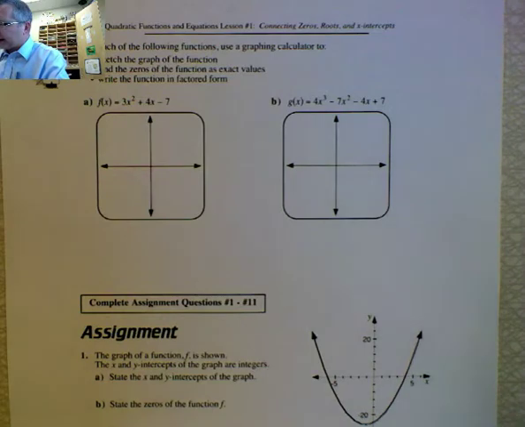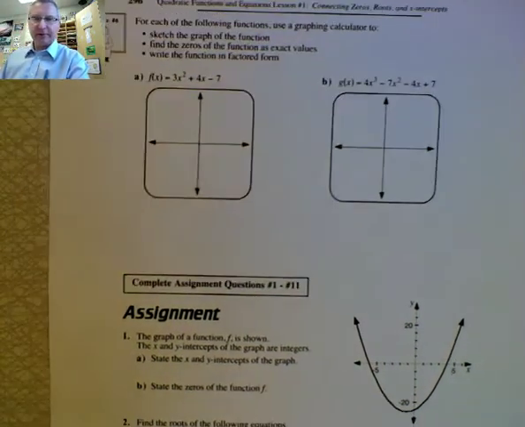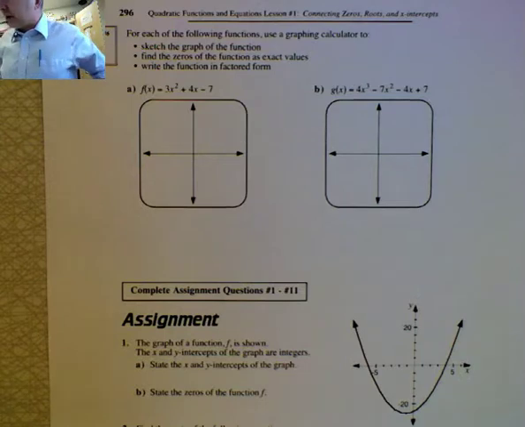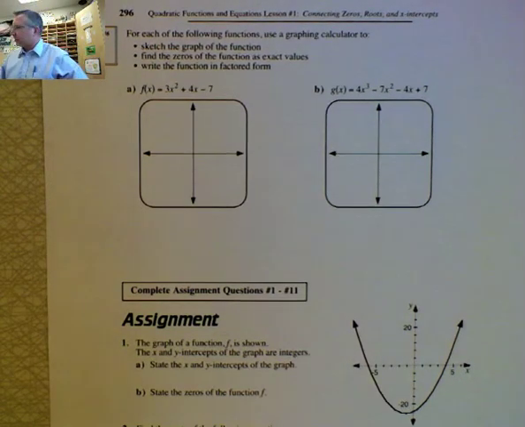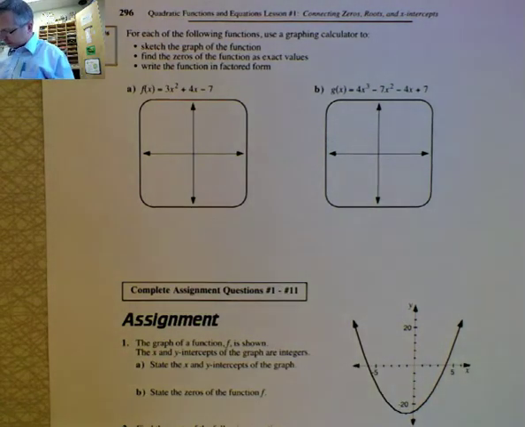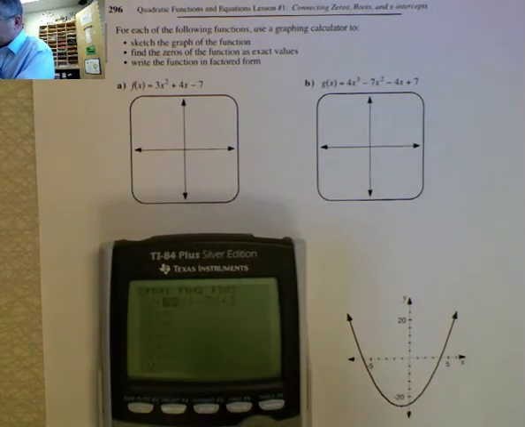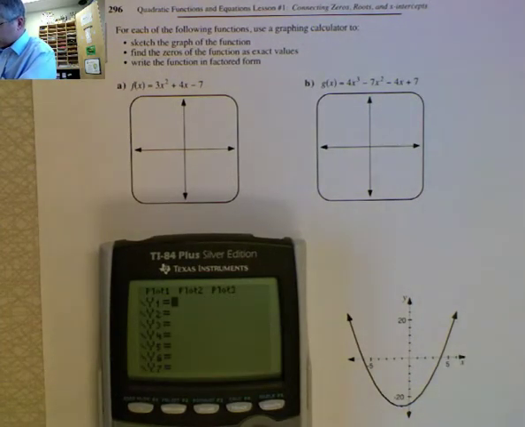Last part, we're going to go back to our graphing calculator to help us look at some things. We're going to graph some things on our calculator, and then we're going to factor some questions and come up with some exact factors for a situation. So what we're going to do is we're going to take our first equation and we're going to graph 3x squared plus 4x minus 7, and we're going to hit graph.